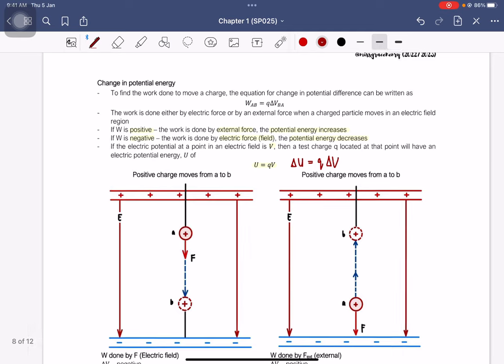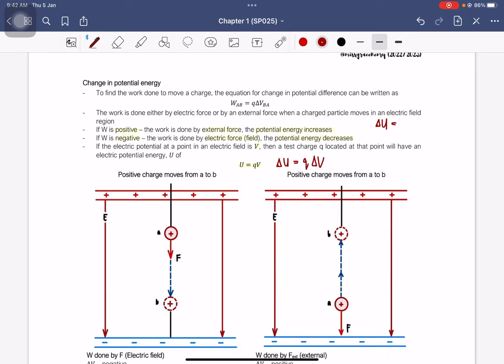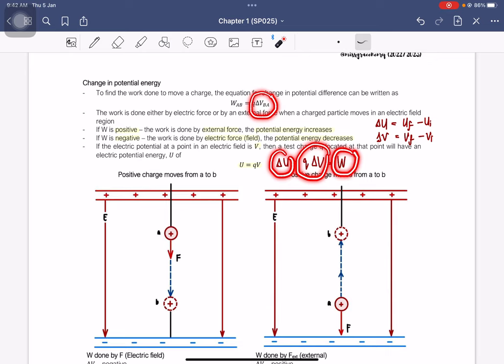Where delta U is equal to U final minus U initial, which is Q times V final minus V initial. So basically this is also equal to work. Because if you look at this, Q delta V, this is also Q delta V. So this is delta U, which is also equal to work.